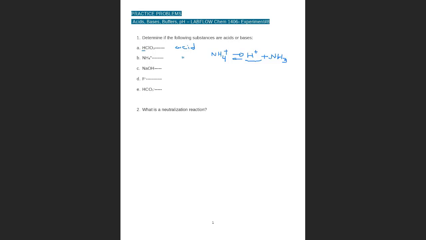A is a strong acid, it's perchloric acid. Perchloric acid also has an H as a cation, and we recognize 1A as an acid. How about C? Yes, Rusia, thank you, perfect. C is a base. Very good.